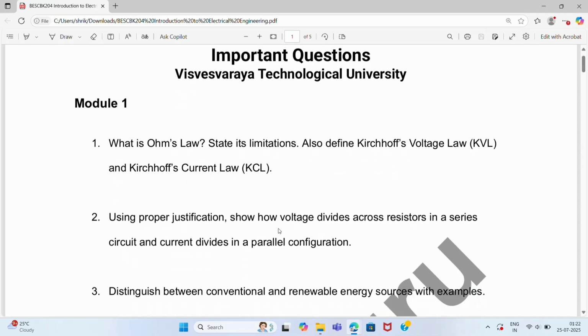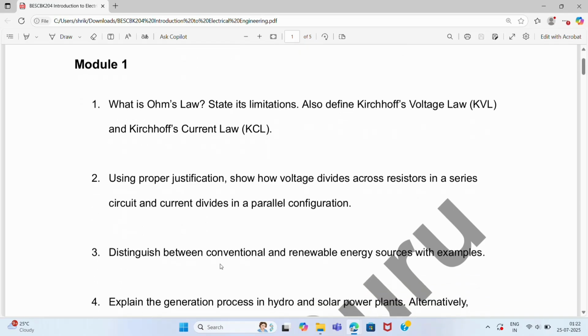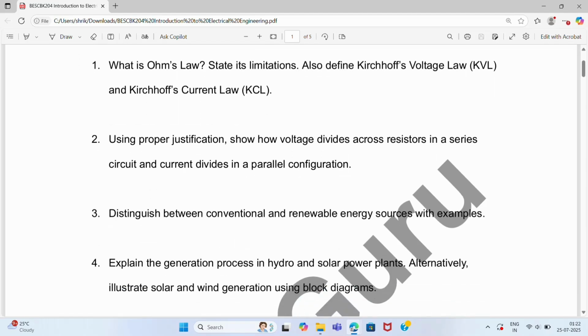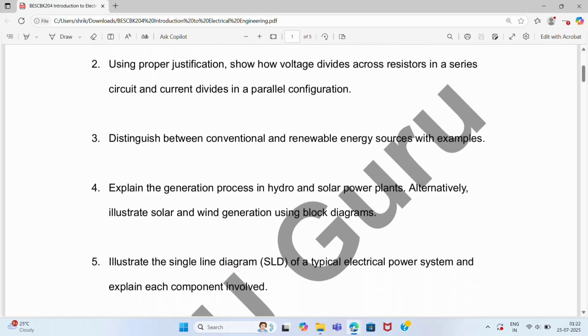Use proper justification, show how voltage divides across resistors in a series circuit and current divides in a parallel configuration. Distinguish between conventional and renewable energy sources with examples. Explain the generation process in hydro and solar power plants. Alternatively, illustrate solar and wind generation using block diagrams.